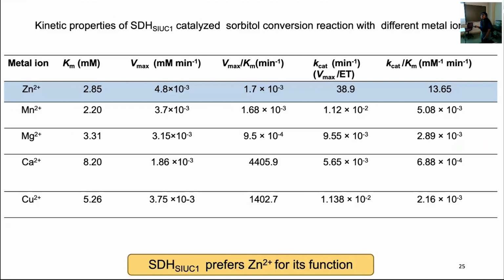And we also calculated kinetic parameters to confirm the previous data. Here we can see that zinc 2 plus has the highest conversion rate when it is added into the reaction mixture, where the STH is converting sorbitol into fructose.